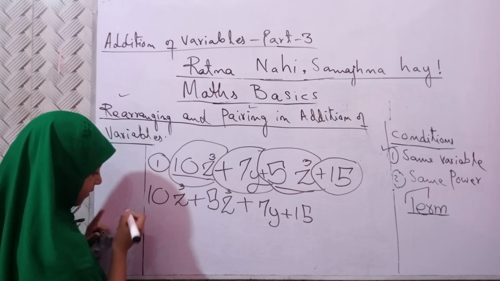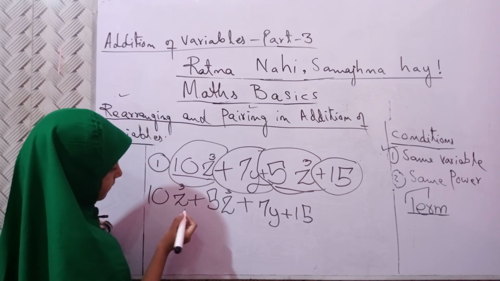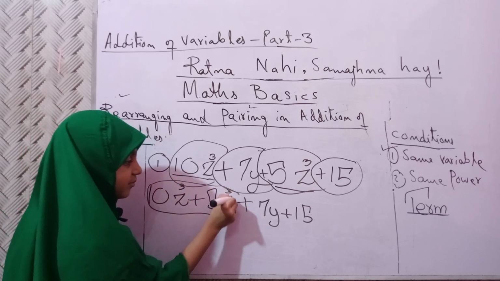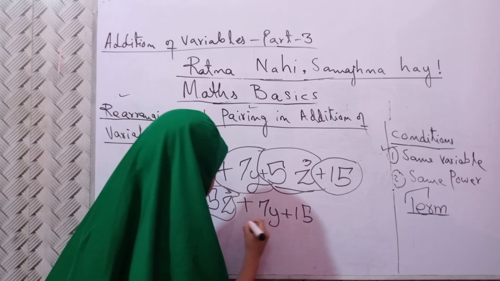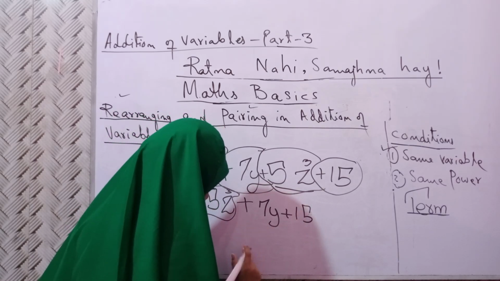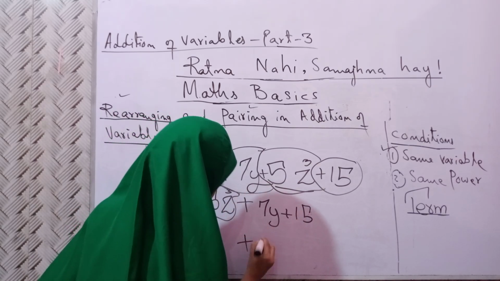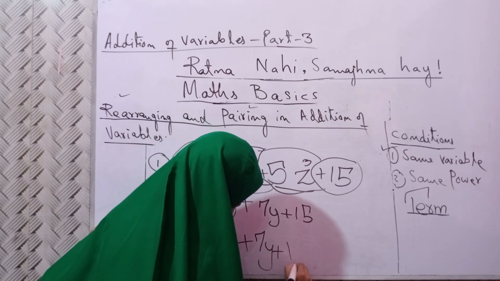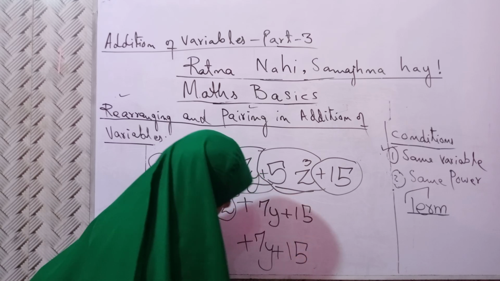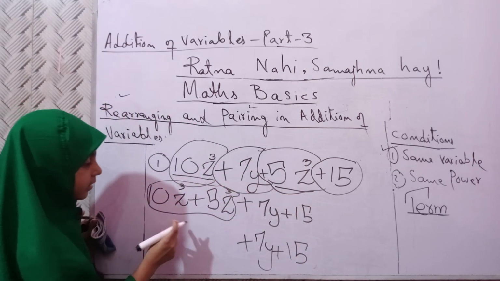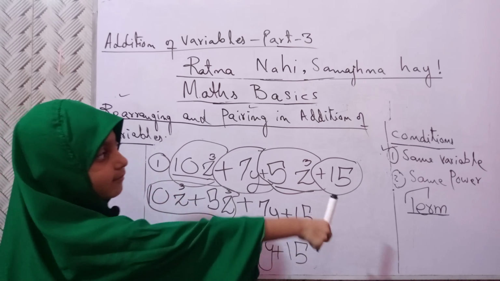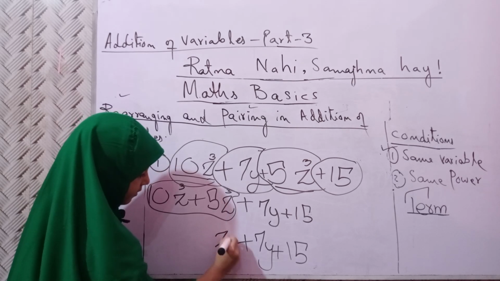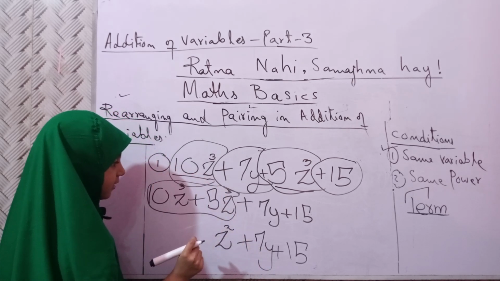Now I will make a pair. I have done my pair. Now I will write down the remaining. I have done the remaining. Now I said I will not touch the same variable and the same power. I will write it down as it is. Now I have done it as it is.